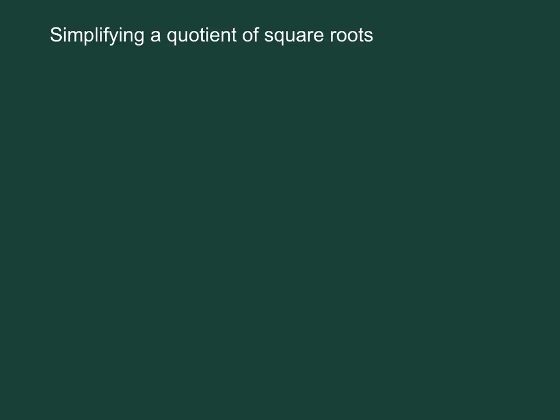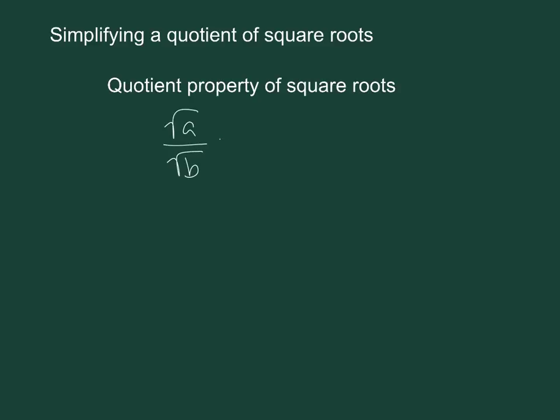Okay, so this is simplifying a quotient of square roots. One rule that we need to remember is the quotient property of square roots. Okay, so this is a rule, it's more of a property. All that property states is that the square root of a over the square root of b is the same as writing the square root of a over b.